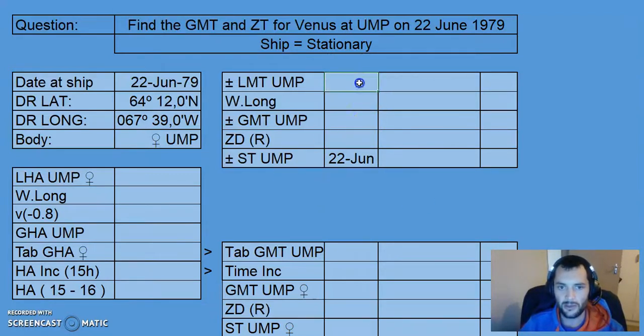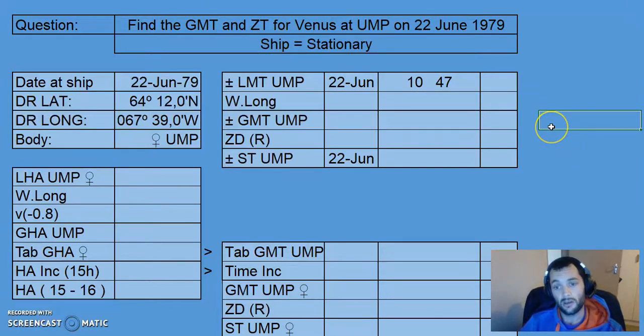Okay, so what we're going to do is enter the almanac on the 22nd of June, and find the time of Upper Meridian Passage for Venus on the 22nd of June at the observer's local meridian. So plus minus LMT on the 22nd of June, and that will give us a time of 10:47. On the left hand page in the almanac, right in the bottom right corner, it gives us that for Venus.